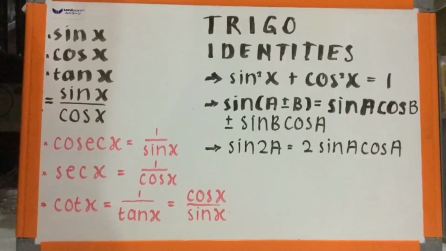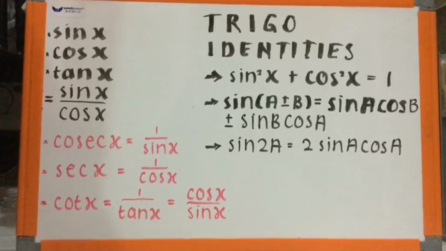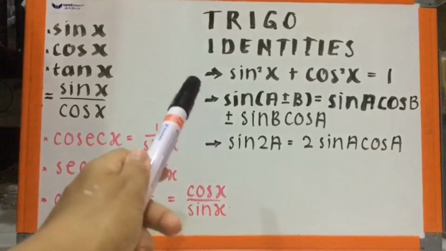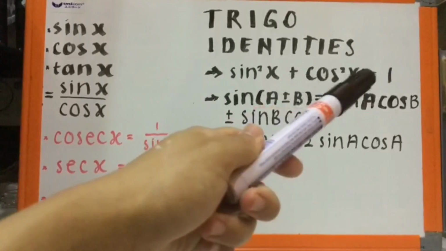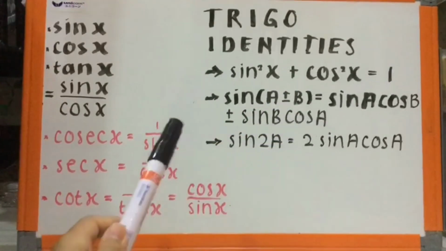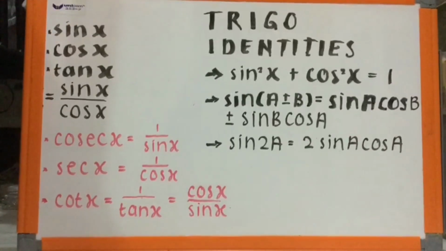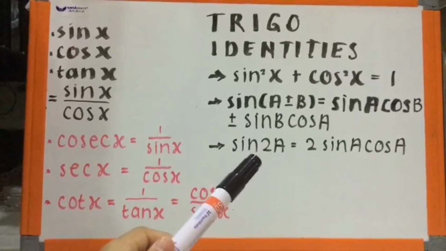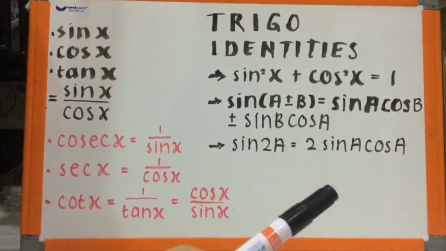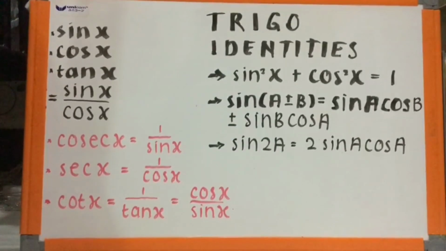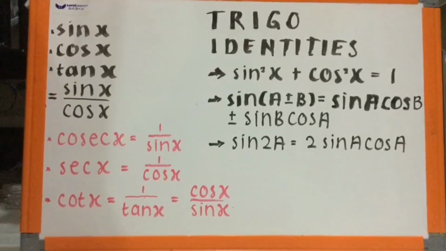Before we apply trigonometry to the real world, we must first understand their identities and relationships with one another. So, for examples of trigo identities that we learn, we have sin²x + cos²x = 1, sin(a ± b) = sin a cos b ± sin b cos a. And for the last example, we have sin 2a = 2 sin a cos a. These are just a few examples of the many trigonometry identities we learn.